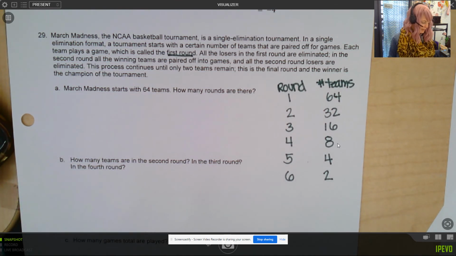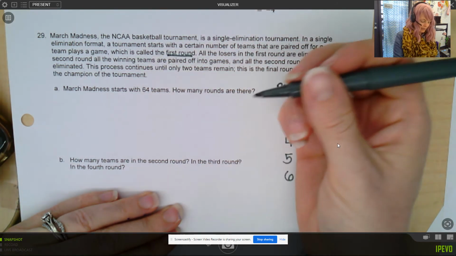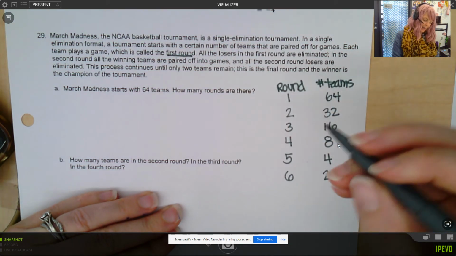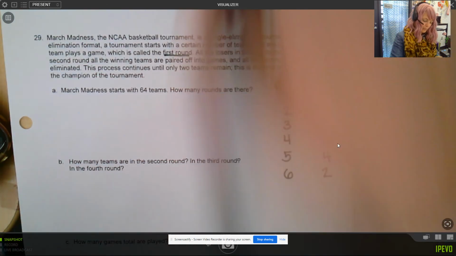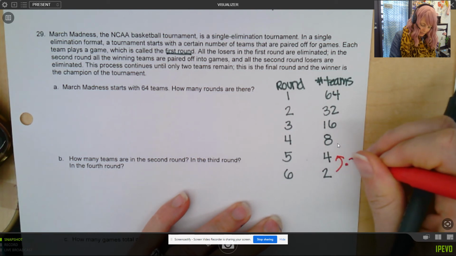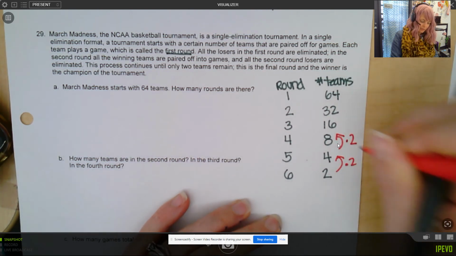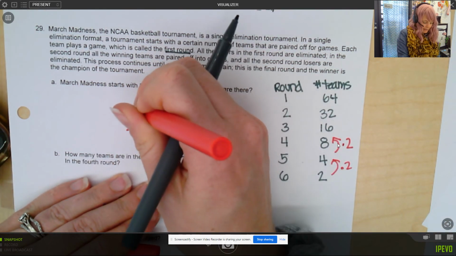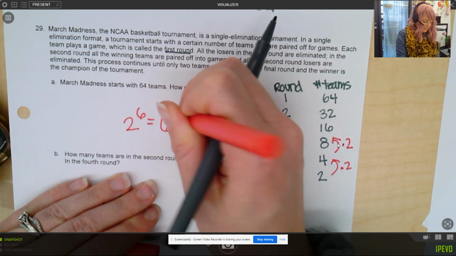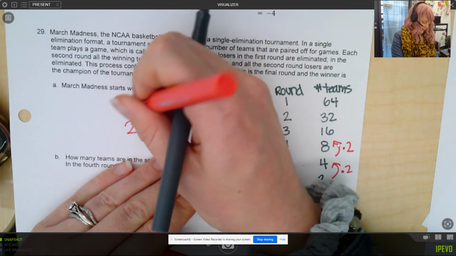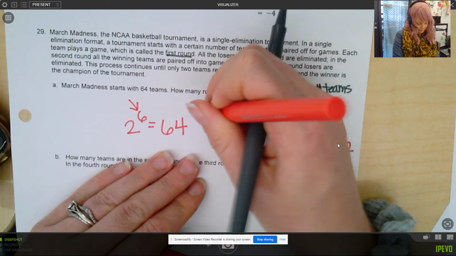Okay, so another thing we can think about is how can we make 64? Because we're always taking half, or if we built back upwards, we're multiplying by 2. 2 is our growth factor. So 2 to the 6th power is 64. So we can say that there are 6 rounds.